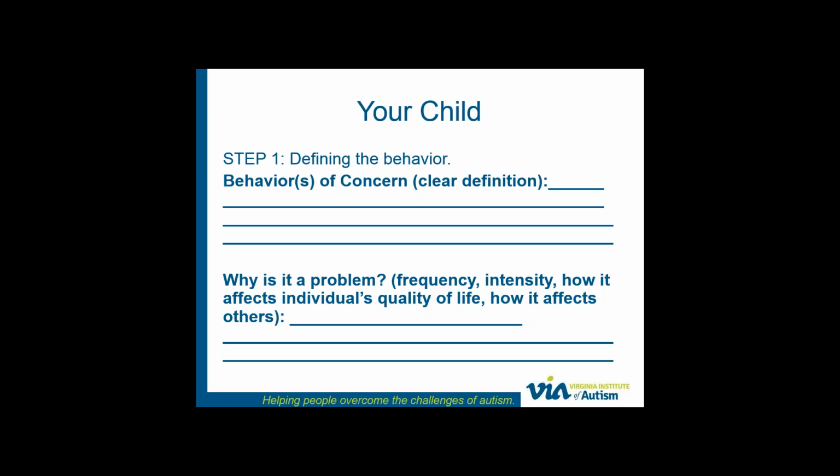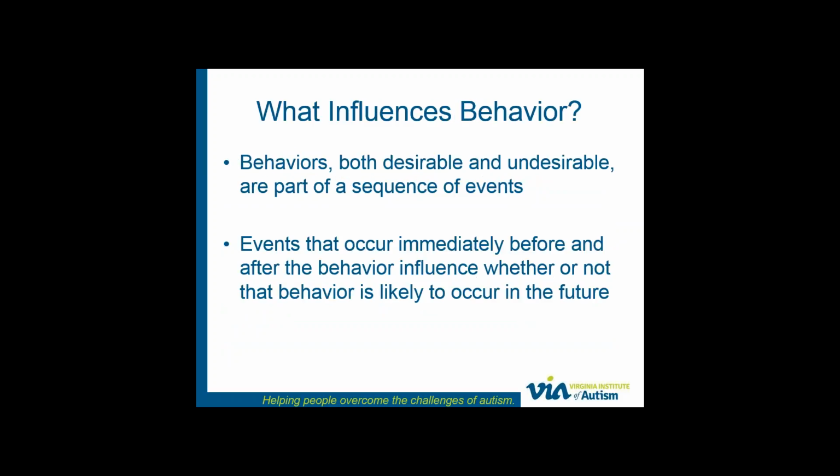If you're just joining us on GoToMeeting, right now we're filling out the data sheet on your own child's behaviors of concern. You should be writing down a clear definition of the behavior that you're most concerned about, and then writing down why you feel it's a problem. We're going to move on now, but as you join us, please jot down your child's behavior concerns. Okay, does anybody want to talk about the behavior that they wrote down?